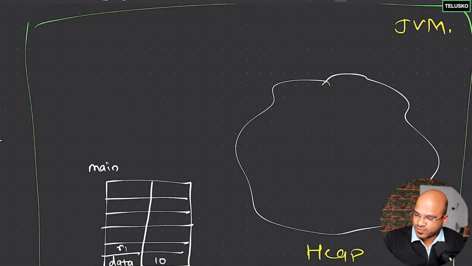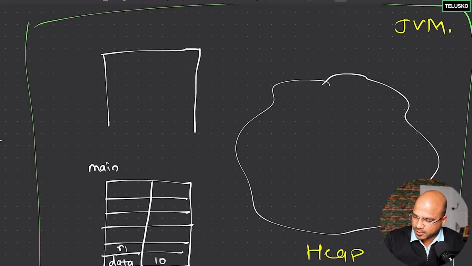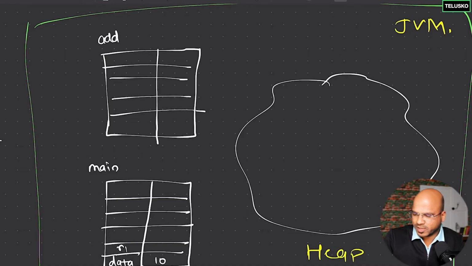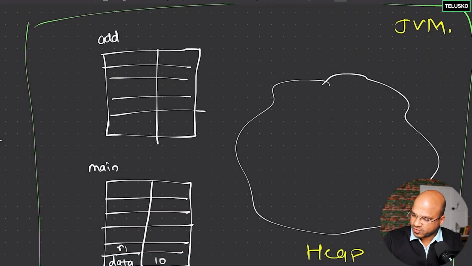So basically what we have to do is it will create a new stack out of it. So we got another stack, and the name for this stack would be add. And of course it will have two sections and multiple rows, so two columns, multiple rows. Now if you see in this particular add, we have two variables, n1 and n2. So of course we have to define those two variables, n1 and n2.